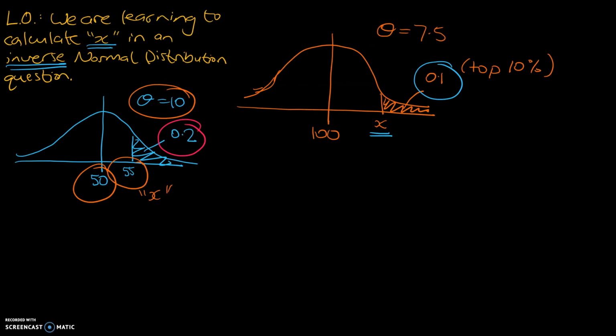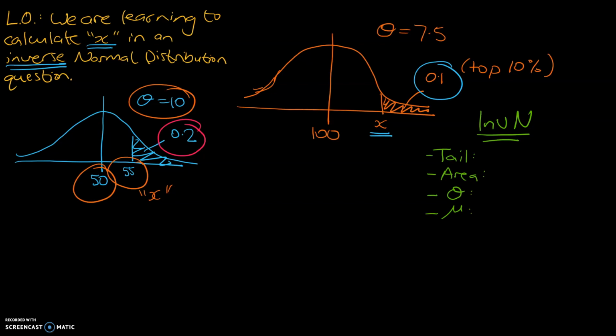If we're using the inverse normal distribution function on your calculator, if you need to know how to use that, have a look in the description to this video. There'll be another link to how to use the actual calculator. Our calculator requires us to input the tail of the data, the area of the data, the standard deviation, and the mean. And all of this is information that we can see on our graph.